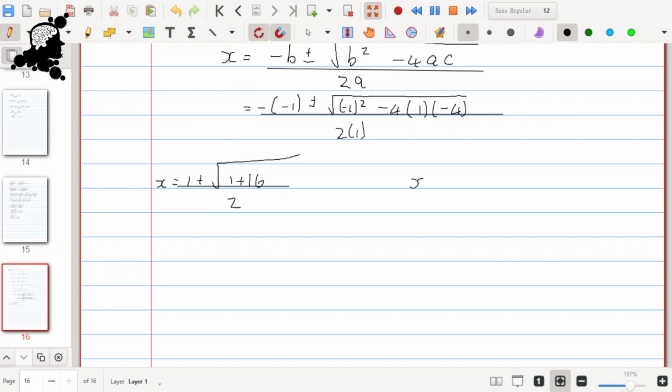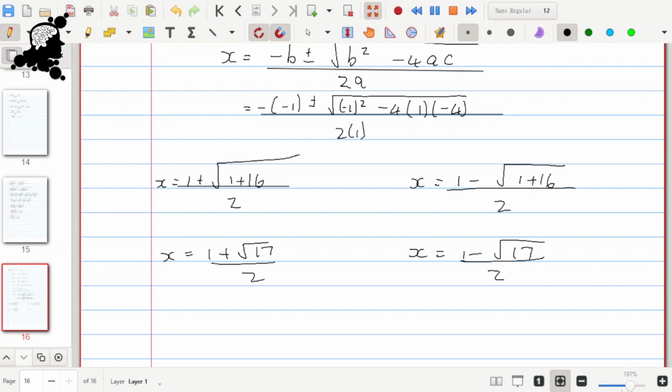Or we have x is equal to 1 minus the square root of 1 plus 16 all over 2. This is going to give you x is 1 plus the square root of 17 over 2. You're also going to have x is equal to 1 minus the square root of 17 over 2. You can press this on your calculator and get the final answer.